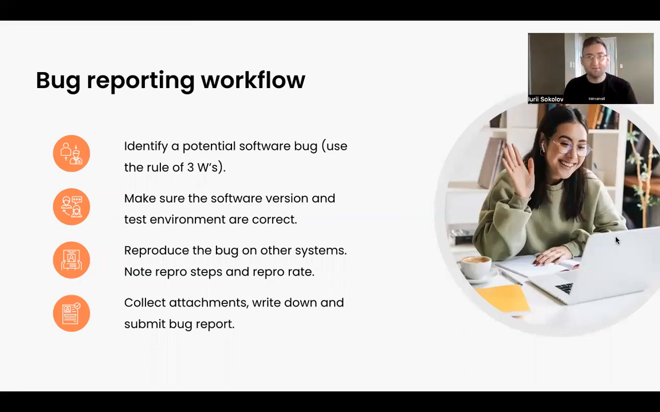Apply the rule of 3 Ws: analyze what happened, where did it happen, under which circumstances. Then you need to make sure that the software version that you're using and the test environment are correct. Sometimes, and it happens a lot actually, especially when we have to install versions of an application we test on our test devices. So let's say you're working for a mobile development company that develops mobile applications.